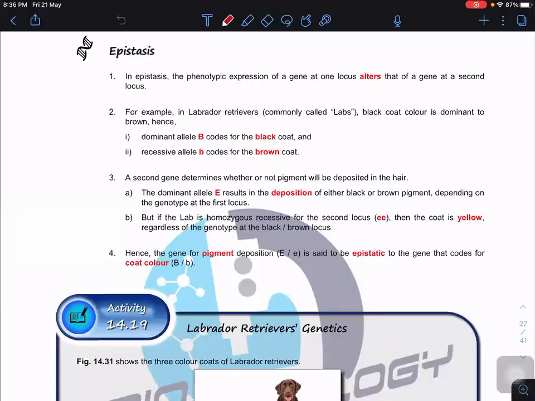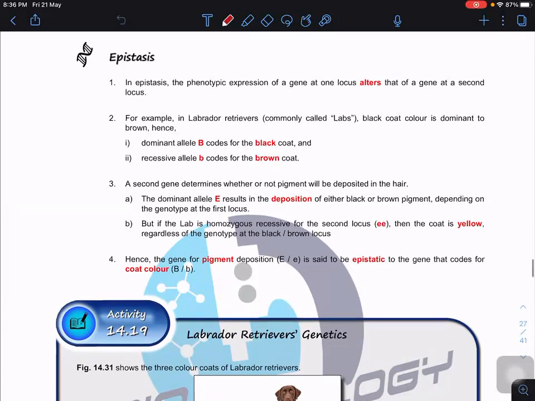So epistasis, this word you do not need to actually remember the name epistasis, but if a question comes out, you can use it. But basically it's a gene interaction. So it means that one gene actually affects another gene. Okay, so we look at what actually happened here. So epistasis always involves two genes. It must involve two genes.